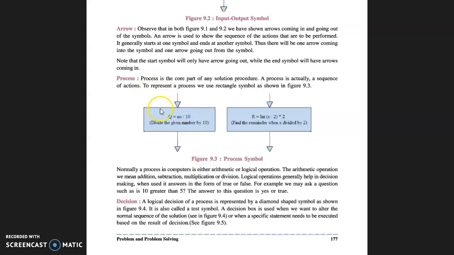Process. This is a process symbol. Process is one part of any solution procedure. Without a procedure we never get an output or answer. A process is actually a sequence of actions. Underline this line. What is a process? A process is actually a sequence of actions. This is a process symbol, a rectangle.